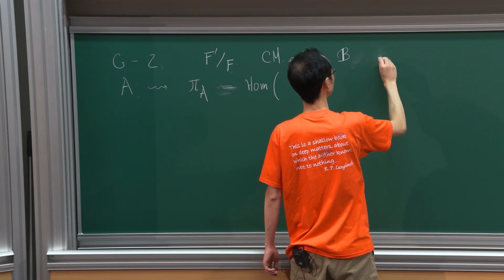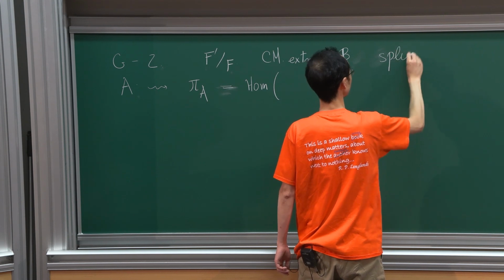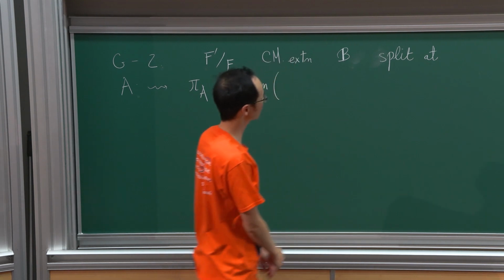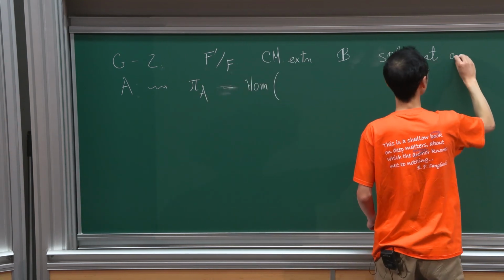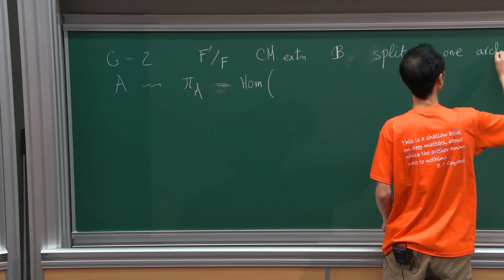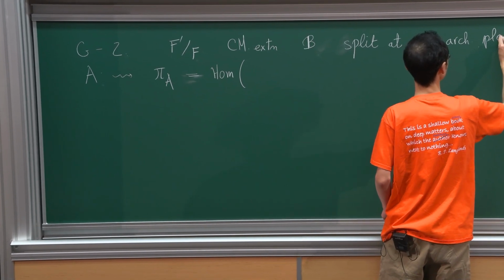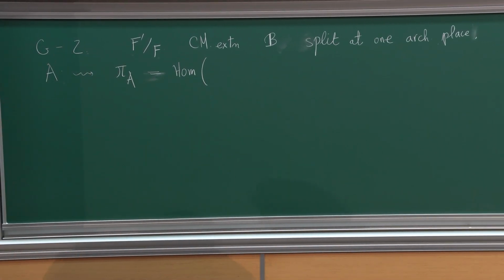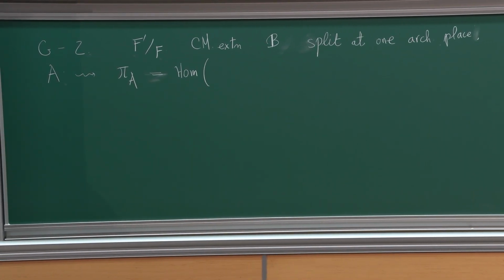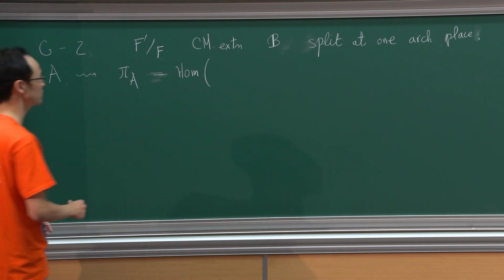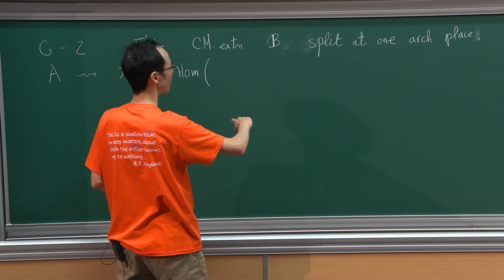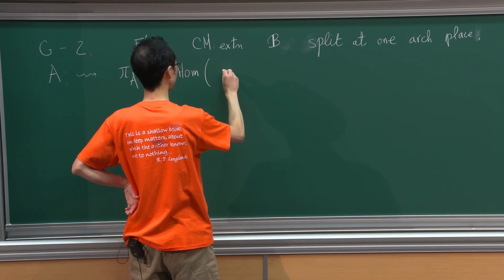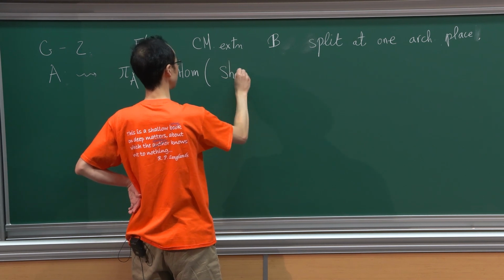B splits at exactly one Archimedean place, and does not split at the other Archimedean places. For p-adic places, you might have finitely many places where it is non-split, but the point is at Archimedean places, I only have one. So I have the Shimura curve.